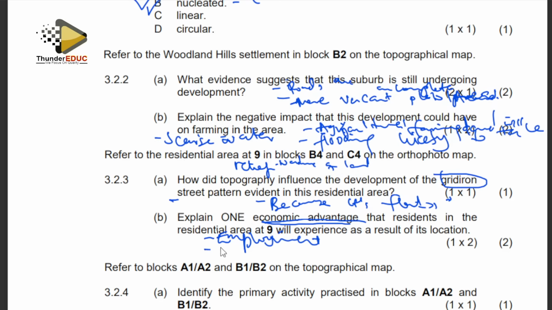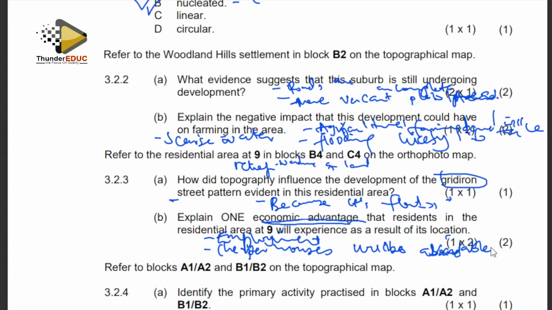Number two, cheaper houses will be available. That is an economic advantage. People will have access to very cheap houses because the area has been built, so very cheap houses will be available for these people to rent and sleep in.